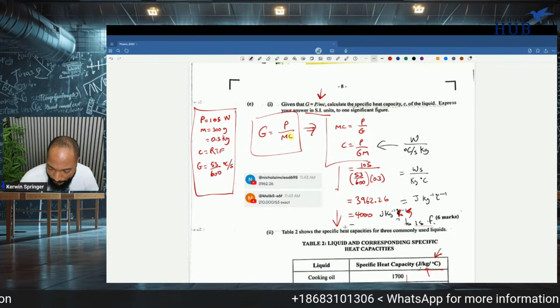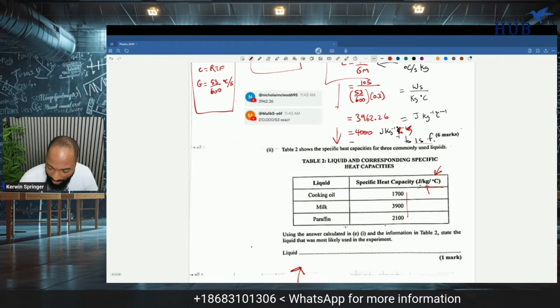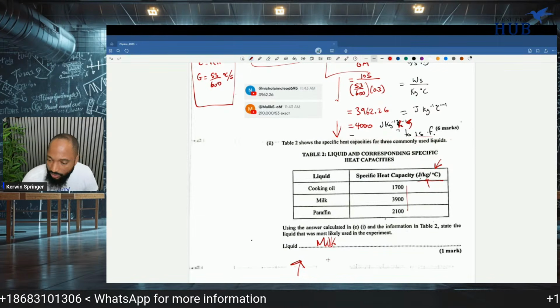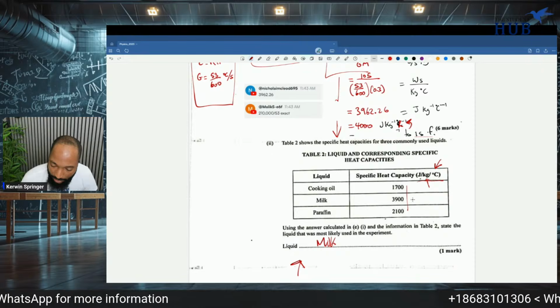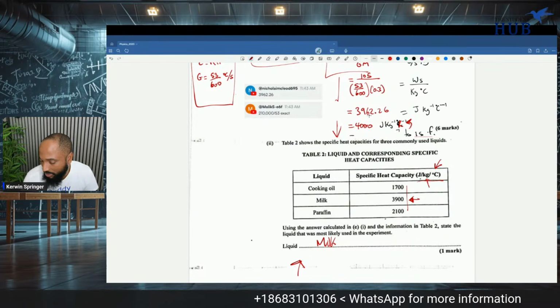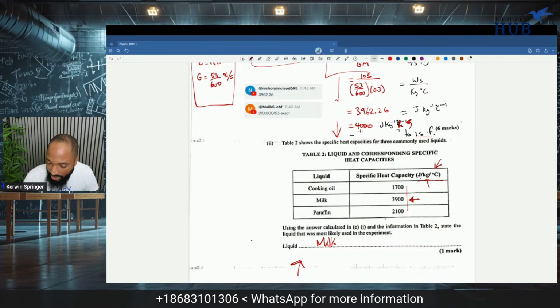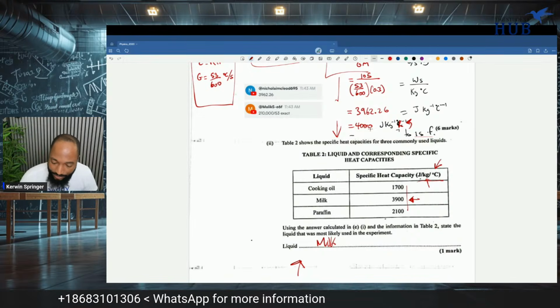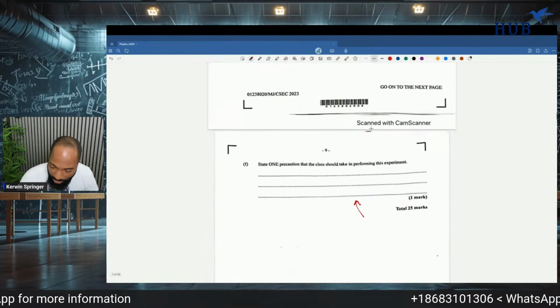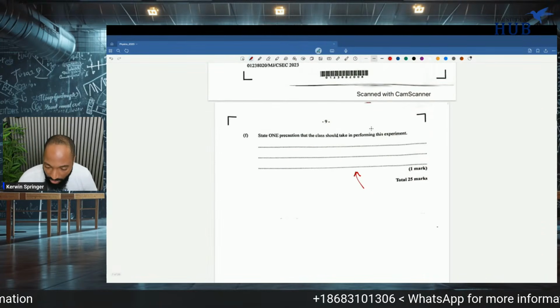All right, now, which one is it likely to be? This thing is milk. Well, 3 marks now. A little free 1 mark here because milk is the closest. It was actually a little closer to the 3,900 because it wasn't even a clean 4,000. So good. Everybody good? And that brings us nearly to the end.